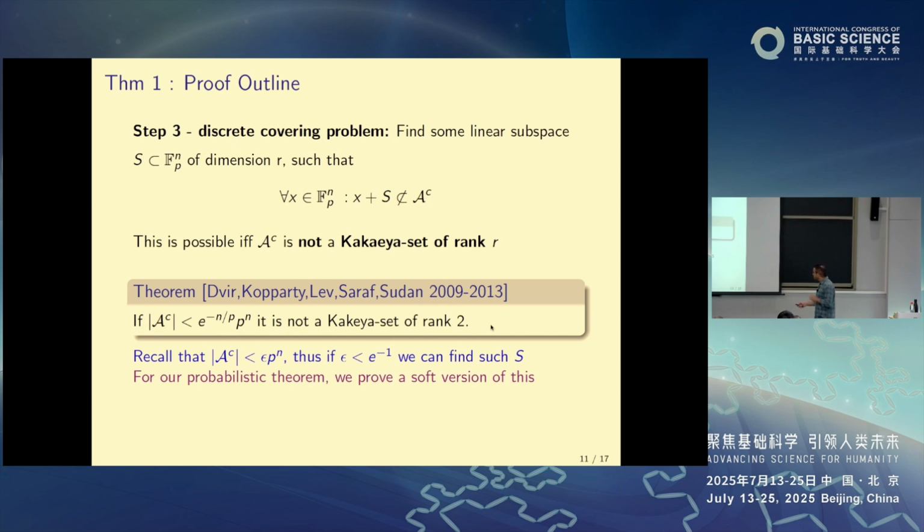Okay? Now, the set I care about is A complement. I know that its size is less than epsilon times p to the n. My p is greater than n. So if epsilon is smaller than e to the minus 1, this means that A complement cannot be a Kakeya set. And this means that I must be able to find a rank 2 subspace in F_p to the n for which this holds. Okay? So I have a subspace of rank 2 that satisfies what I need.